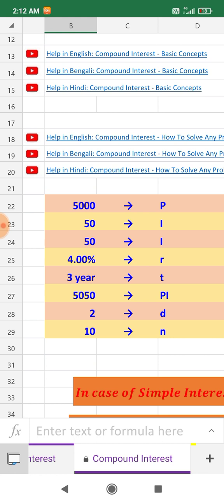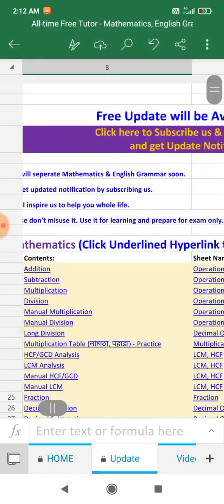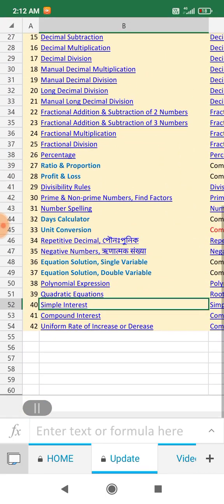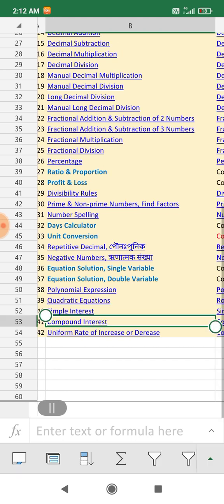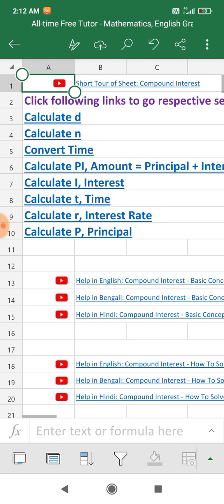Before starting this, I want to tell you, if you face any kinds of difficulties to find this sheet, where is my sheet, then I'll suggest go to the update section and thereafter from this list find out compound interest. Here is my compound interest. Okay, so click and you will move to the compound list.